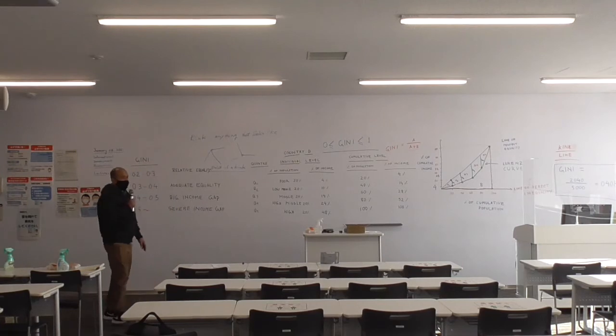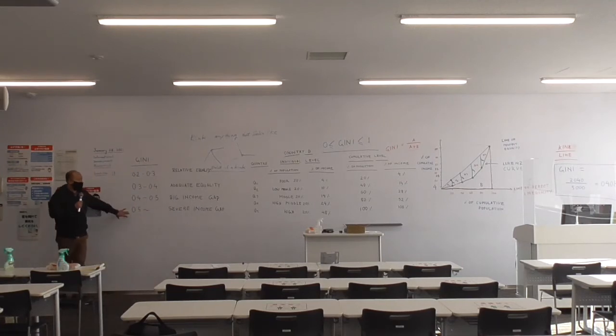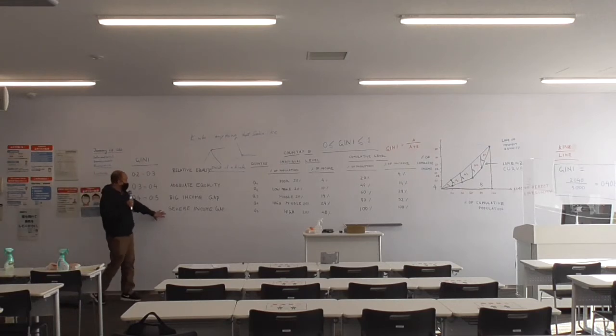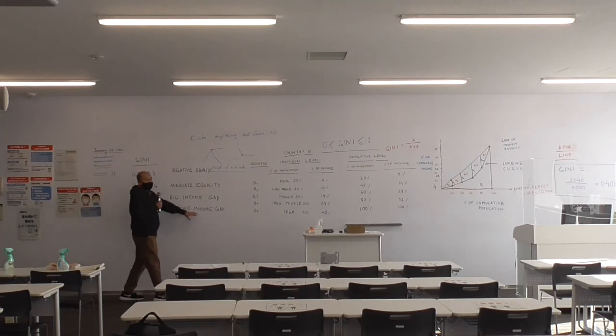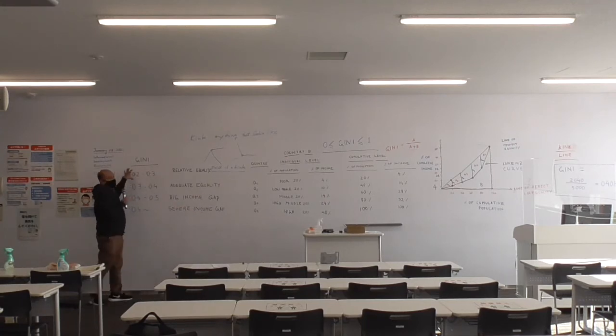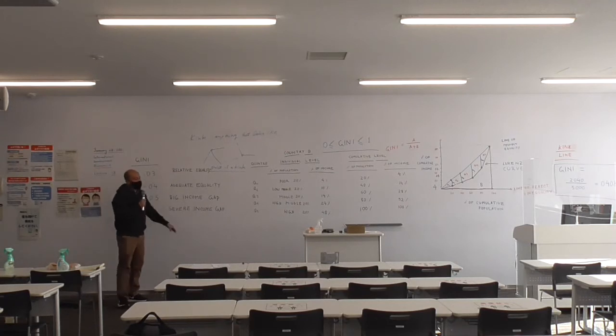So as I said, South Africa, Malawi, and some other African countries have a value over 0.5. In this case, there is a severe income gap, which is the situation in some countries with a good living standard.